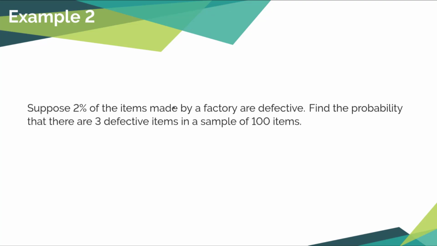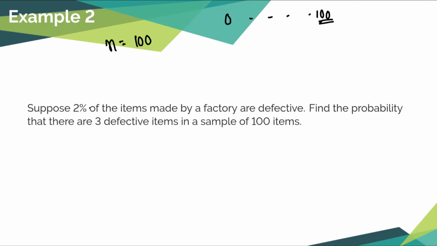The next example is, suppose 2% of the items made by a factory are defective. So in a factory, of everything they manufacture, 2% are supposed to be defective. Find the probability that there are 3 defective items in a sample of 100 items. So a sample of 100 items means n is equal to 100, right? Because the defective items here can be anywhere from 0 up to 100. So we have the size as 100. Now what is the probability p?